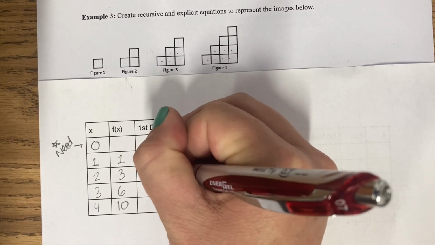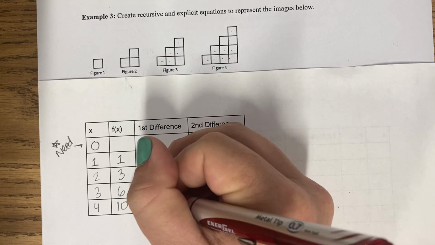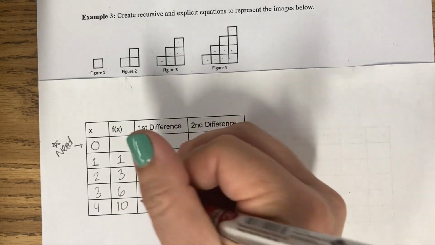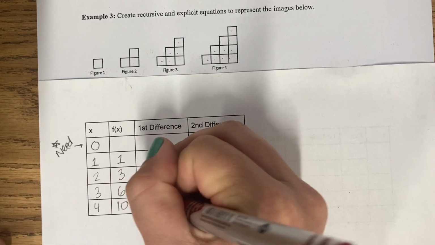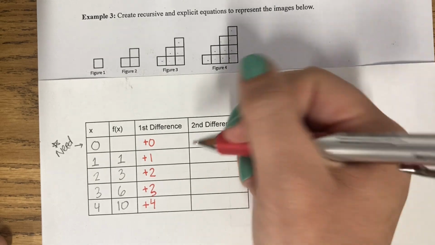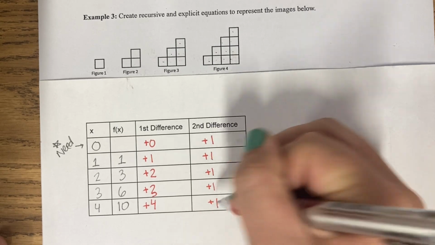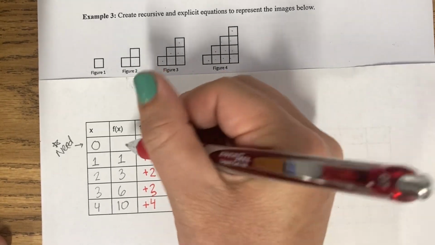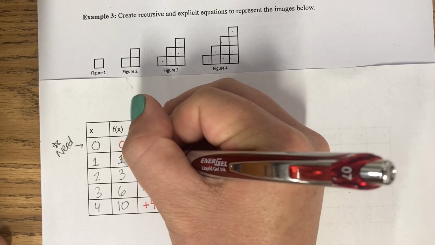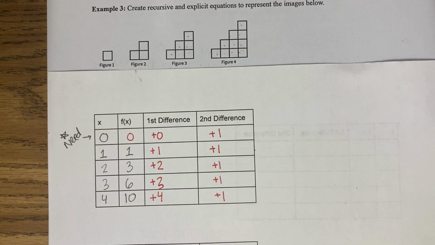So 1 to 3, that'd be plus 2. 3 to 6, plus 3, sorry, 3 plus 3 is 6. And then 6, 7, 8, 9, 10, that'd be plus 4. So then 4, 3, 2, that'd be plus 1, plus 0. And the second difference is going up by 1 each step. And then that would mean this would be a 0. 0 plus 1 is 1. 1 plus 2 is 3. 3 plus 3 is 6. 6 plus 4 is 10. Okay. Our table is filled in.